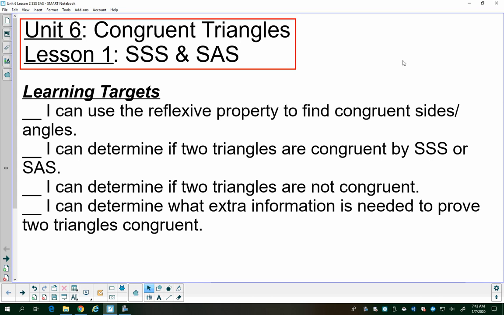But sometimes you don't have all of that information, and so there are what we sometimes call shortcuts, ways that we don't have to know all of the information, but we can still establish that the triangles are congruent. And so we're going to talk about two of those shortcuts, or two of those methods today, the side-side-side, and side-angle-side method.